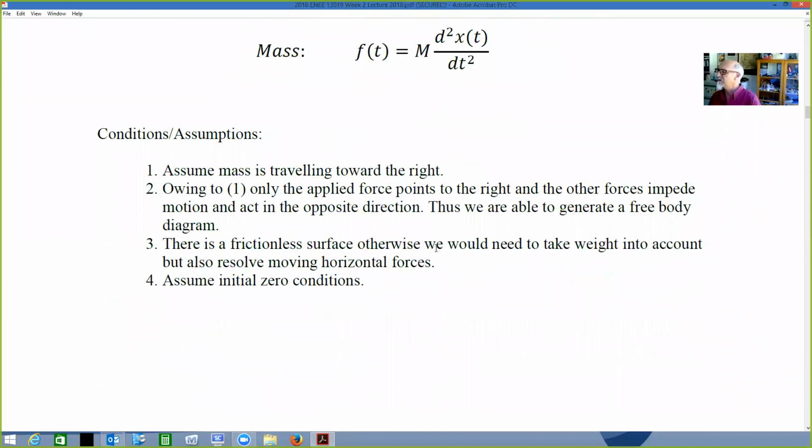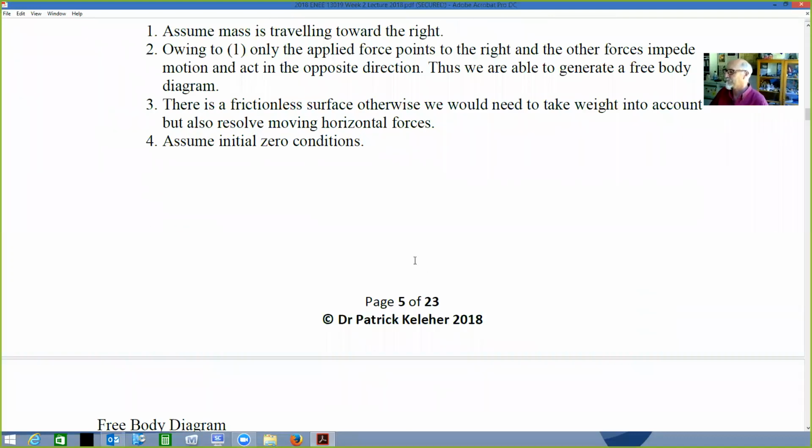There is a frictionless surface, otherwise we would need to take weight into account, but also resolve moving horizontal forces. So sometimes, as a mathematical problem, you can do that, and other times you will not be able to because you'll need to take friction into account because it's exceptionally important. So it just depends on the problem, and then assume initial conditions. In other words, when we start to analyze the system, it hasn't been turned on, so nothing is occurring.